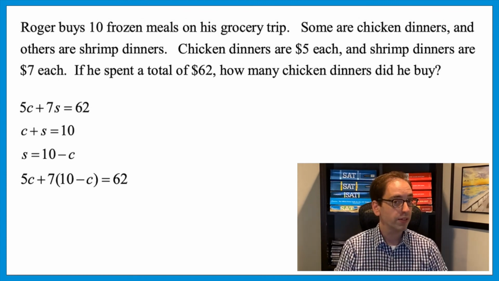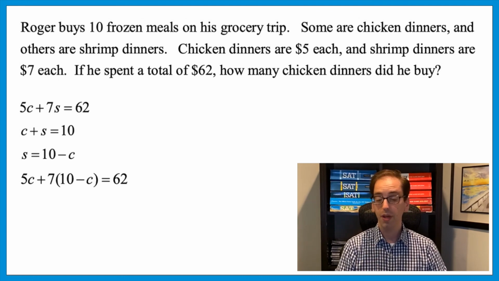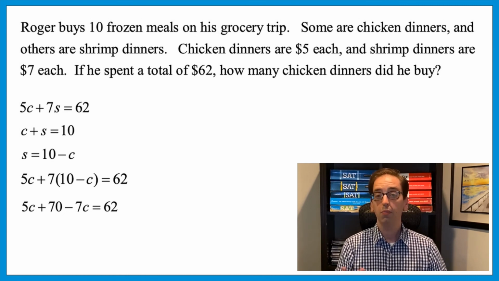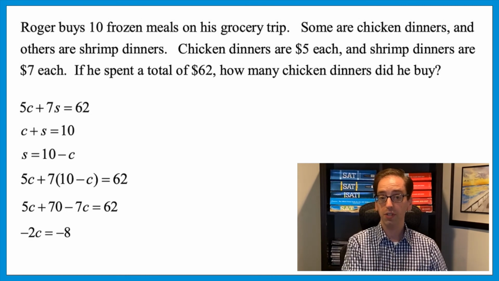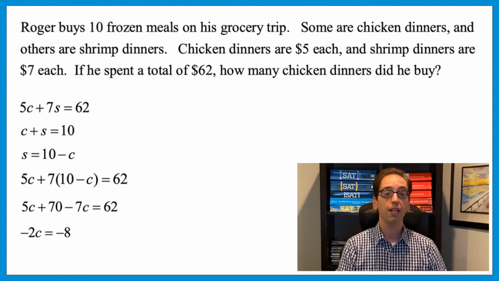And before going any further, notice why that's better. Now we have one variable. Combining like terms would give us 5c plus 70 minus 7c equals 62. Moving everything around, negative 2c would equal negative 8, and c equals 4. The answer is 4. Let's see how this comes up on a trigonometry question.